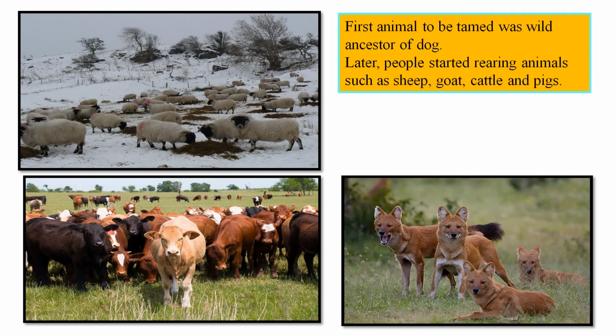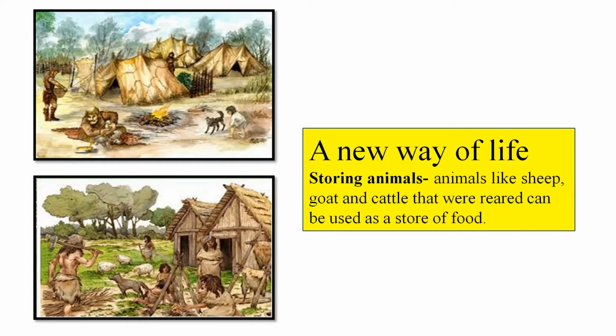The first animal to be tamed was the wild ancestor of the dog. In this way, they moved towards a settled life. They started living a settled life because they had to stay at the same place to look after their crops and fulfill their needs. They started storing these grains for seed and food in large clay pots or woven baskets or dug pits into the ground.